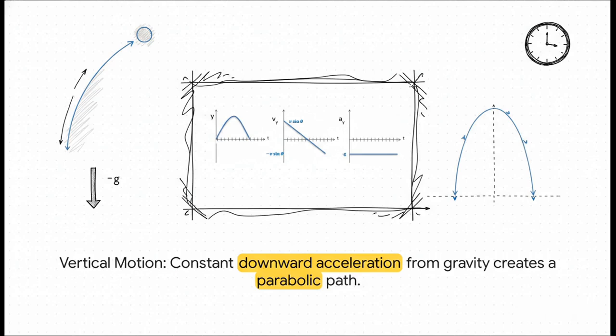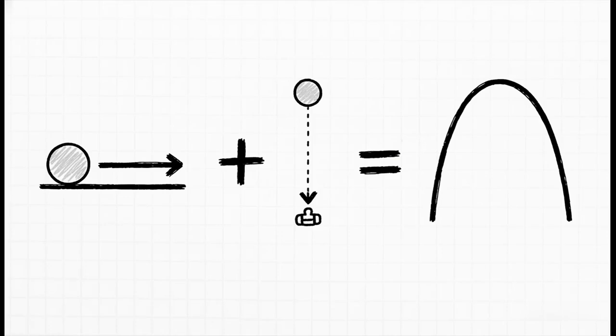The speed starts high, goes down, down, down, hits 0 right at the very peak, and then starts increasing in the negative direction on the way down. And anytime you have a velocity that's changing at a constant rate like that, what do you get for position? You get that perfect, beautiful curve, a parabola. So if you remember literally just one thing from all of this, let it be this. Projectile motion isn't one complicated thing, it's just two super simple things happening at the exact same time. You've got an object just coasting sideways at a perfectly constant speed, while at the same time it's falling straight down because of gravity. That's the whole trick.